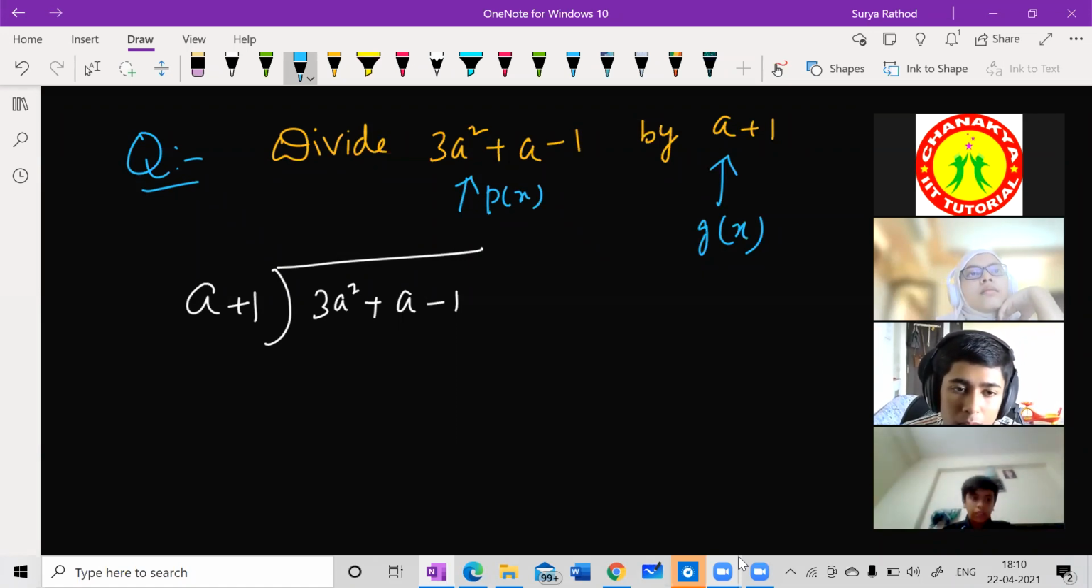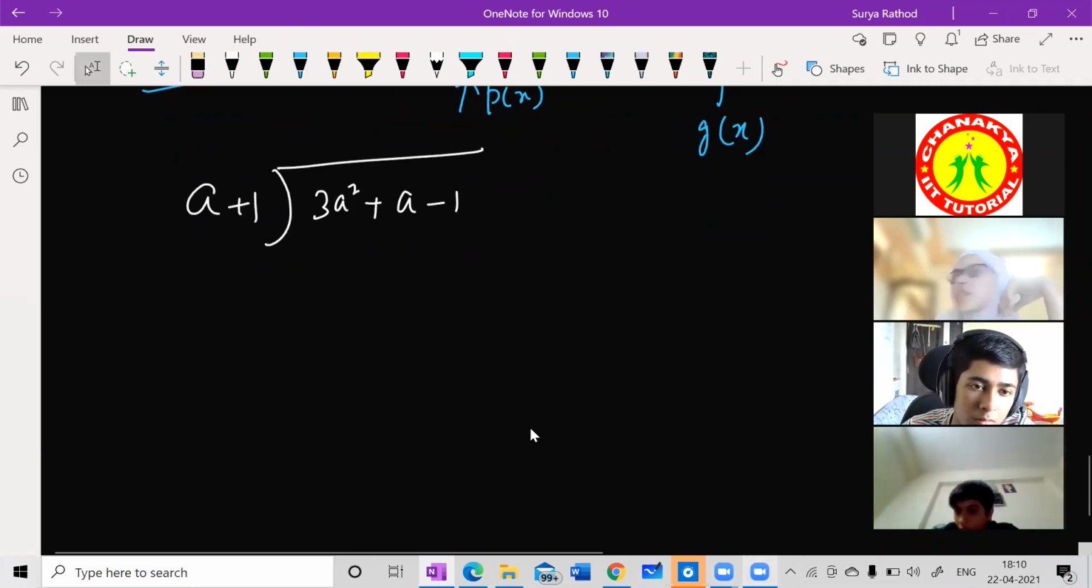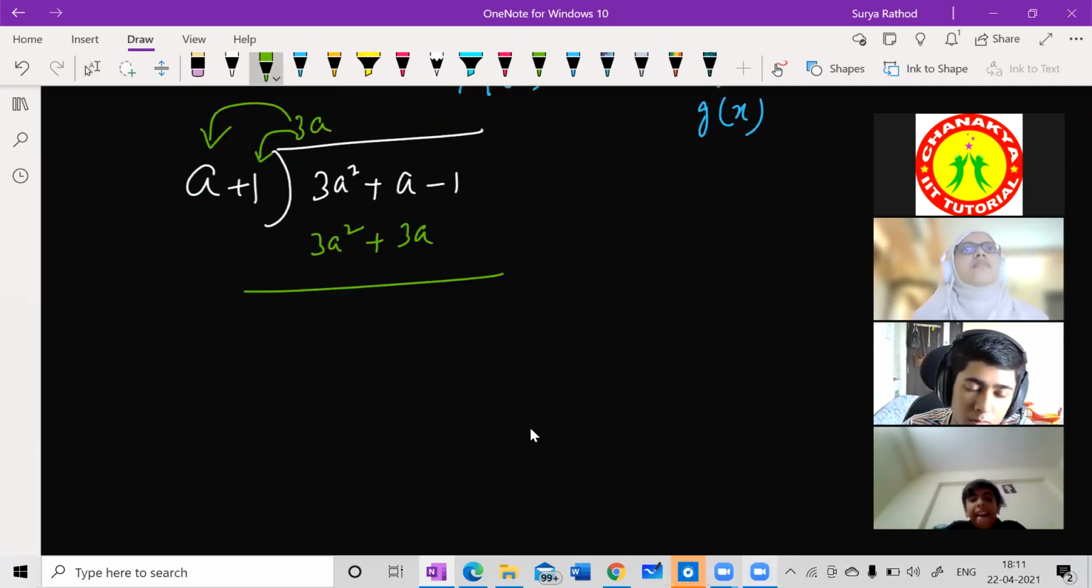See here, this is the P of X polynomial and the G of X polynomial. We are supposed to divide this P of X polynomial by a plus 1. How can I divide this? With what term do I multiply first? 3a. So 3a into a, I'm going to get 3a square. Again, 3a into 1, I'm going to get 3a. All right, so I'm supposed to subtract now. I'm supposed to change the symbol.